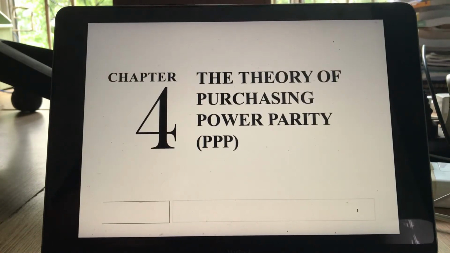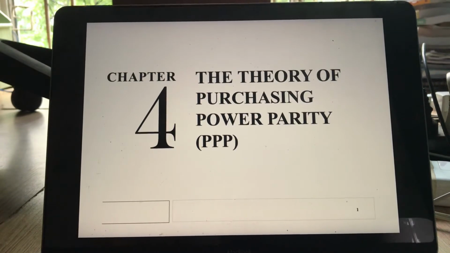So we still have the PPP and IRP. PPP stands for Purchasing Power Parity, and IRP stands for Interest Rate Parity. Ngang giá sức mua and ngang giá lãi suất. That's the main content of chapter 4 and chapter 5. We now move to chapter 4 for the purchasing power parity.